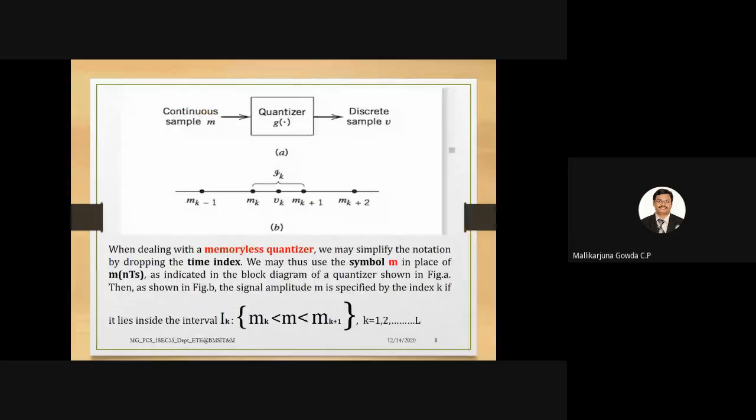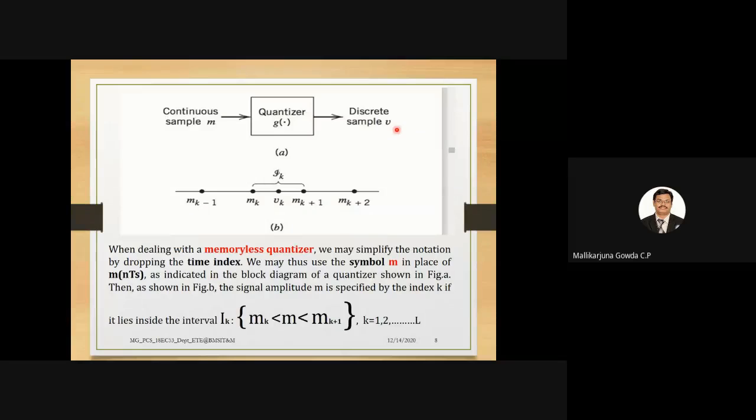This is the block diagram representation of the quantization process. I give a continuous-time signal. For simplicity, I am dropping the time index. I used to write m of nTS, now to make it simple, I just write the input continuous signal sample as m. Then the quantizer does the discretization of the amplitude of the signal. I represent that as g of some function. The output of that will be a discrete sample.